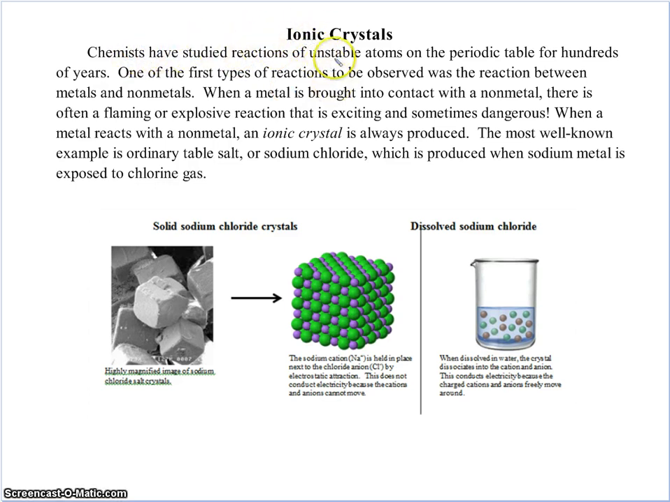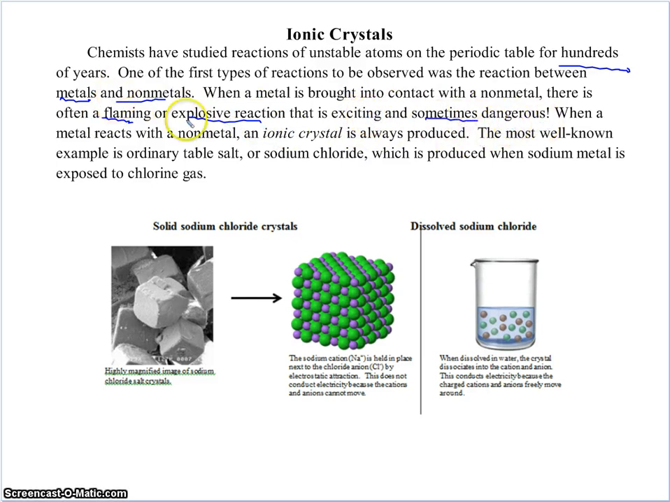Chemists have studied reactions of unstable atoms on the periodic table for hundreds of years. Basically, what this is saying is that chemists have tried to blow things up for hundreds of years. Yep. One of the first types of reaction to be observed was the reaction between metals and nonmetals. When a metal is brought in contact with a nonmetal, there's often a flaming or explosive reaction that is exciting and sometimes dangerous, usually dangerous.